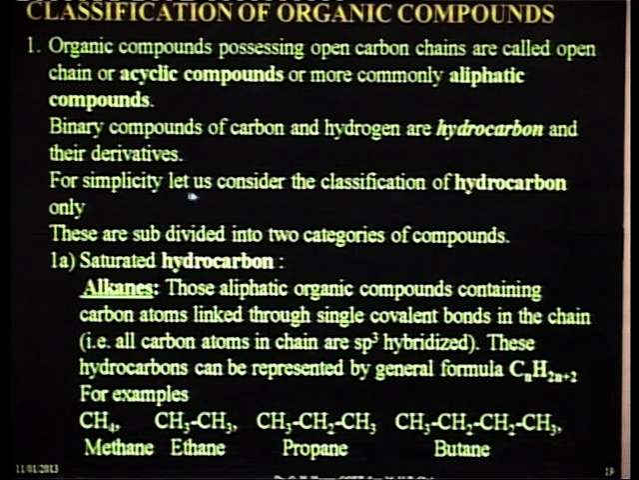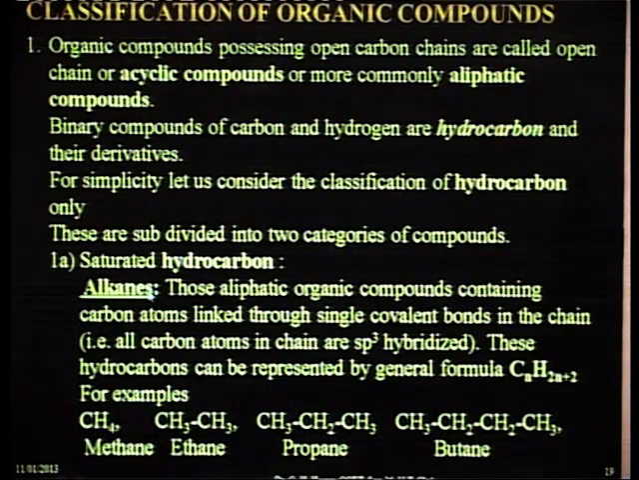But for simplicity, let us consider the classification of hydrocarbons first, and the derivatives of hydrocarbons can also be classified on the basis of their functional group. So, we can say that organic compounds can be broadly classified on the basis of two things. One is, if they comprise carbon and hydrogen, then they are hydrocarbons. Similarly, if they have certain functional groups, which we are going to define shortly, then on the basis of functional groups, other organic compounds can also be classified.